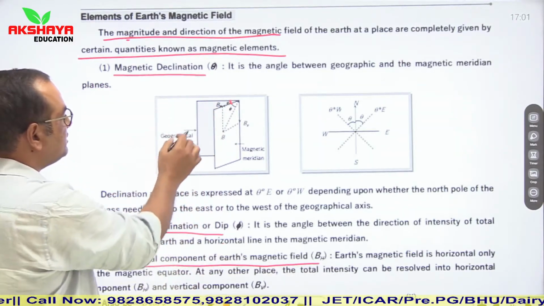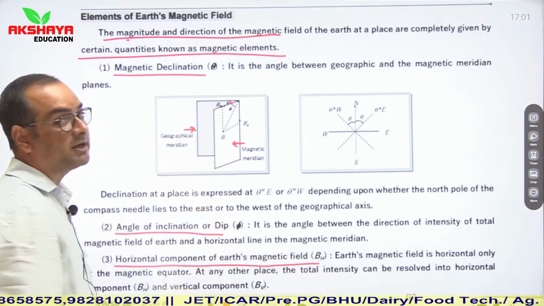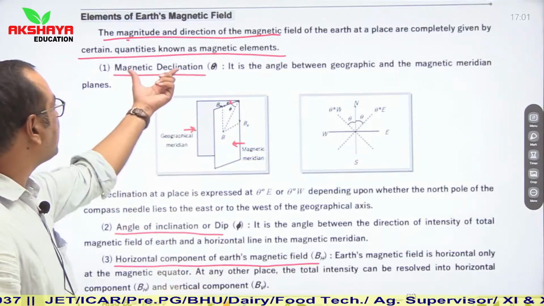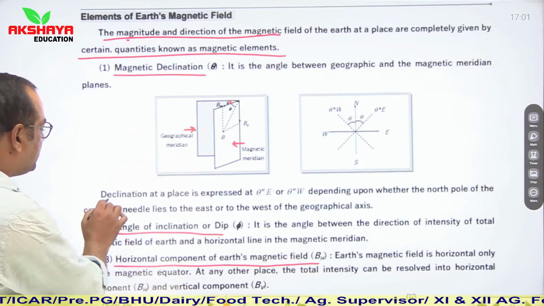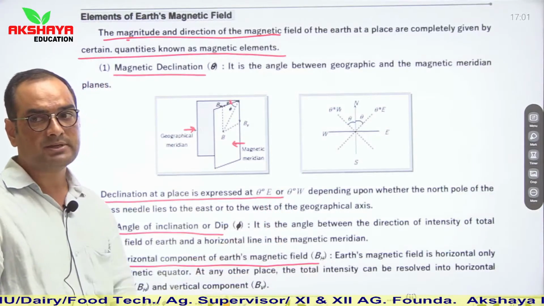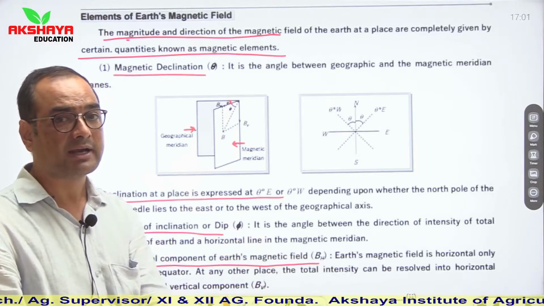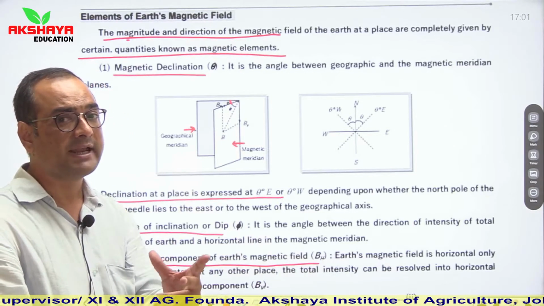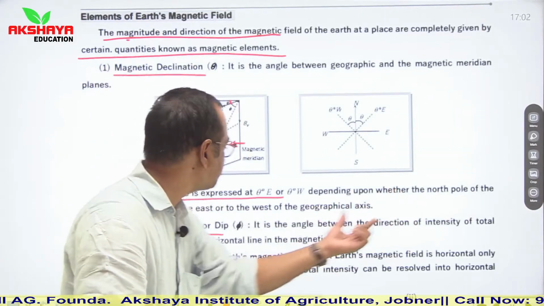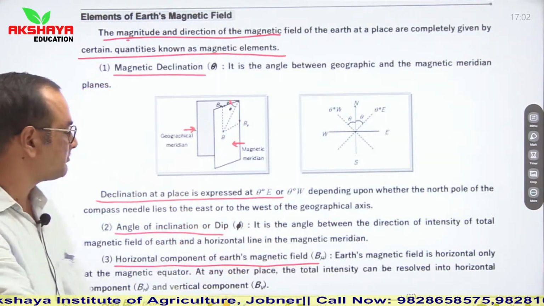So these two are given. This dark one is known as the geographical meridian and this lighter one is known as the magnetic meridian. So the angle between these two is known as the angle of declination. Declination at a place is expressed as theta degree east or theta degree west. It means magnetic meridian and geographic meridian are shifted by an angle of theta, but in which direction? In east or west, depending upon whether the north pole of the compass needle lies to the east or the west of the geographical axis.